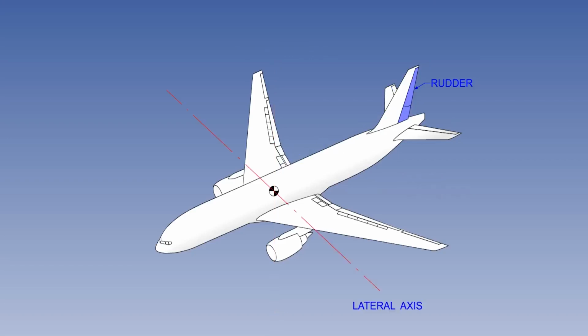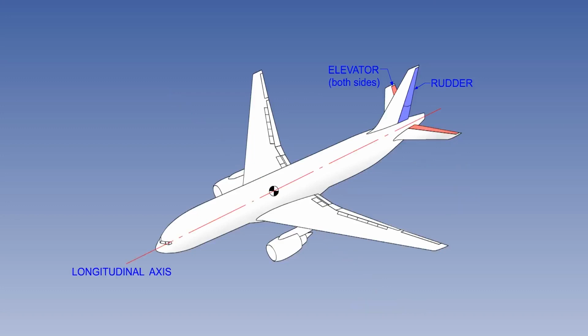The lateral axis passes through the CG running parallel to a line passing through the wingtips. And movement around this axis is called pitch. The control surfaces are the elevators, which move up and down together to give longitudinal control, and are mounted on the trailing edge of the tailplane.